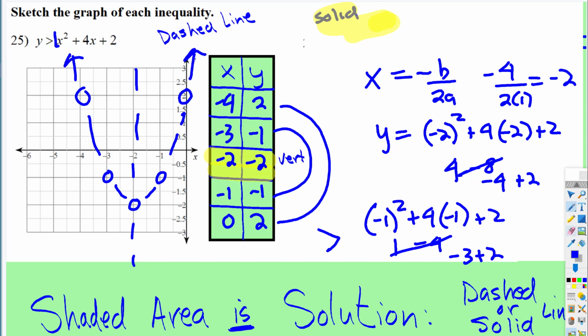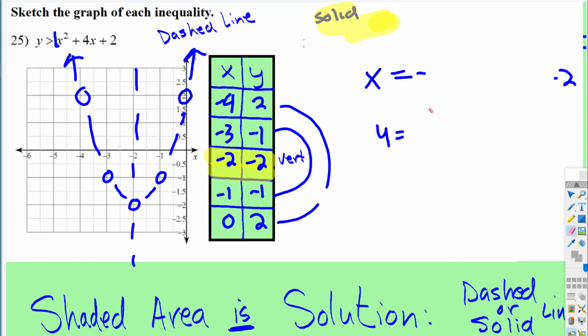Okay, but the shading part is very important. I'm going to erase all this now. And remember what I said before, you could pick a random value and decide if it's true or false. Say I picked a point right there, -1, +1, and plug those values in. Or, since this says y is greater than, I'm going to look at the y-axis right here, and where the y value is -2. Where do the y values get bigger? Well, they get bigger above.